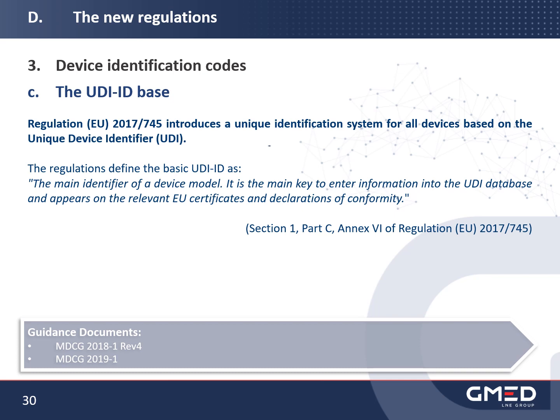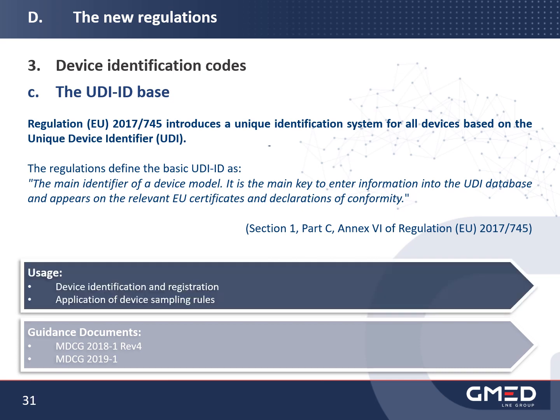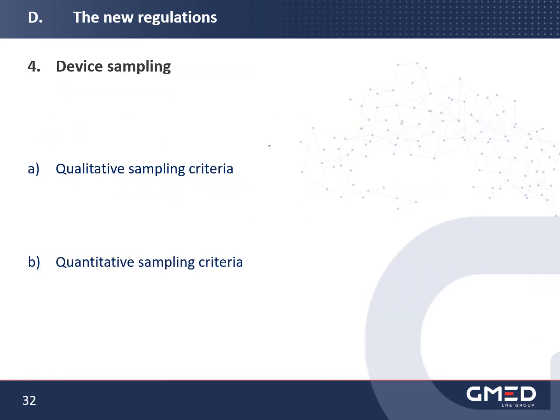GMED still recommends that a manufacturer transmit the basic UDI ID for each device covered by the draft application for certification under Regulation EU 2017-745 as early as the pre-application phase via the single information form. The basic UDI ID is primarily used for device identification and registration, and also in the application of sampling rules. The fourth and last regulatory evolution we would like to present to you concerns the sampling of devices.